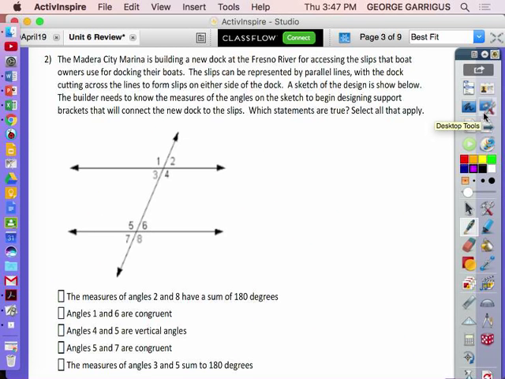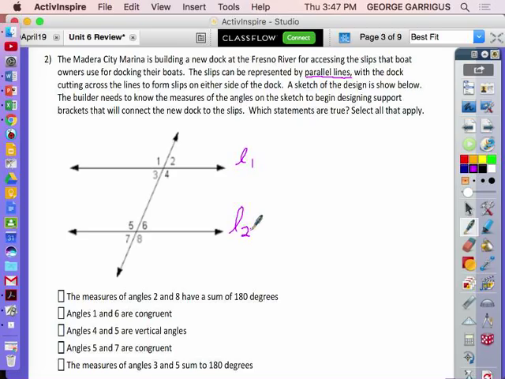Problem 2. The Madera City Marina is building a new dock at the Fresno River for accessing the slips that boat owners use for docking their boats. Okay, so it says here we're building a new dock at the Fresno River. So here's the dock. The slips can be represented by parallel lines. Here's line 1. Let's call them line 1 and line 2.